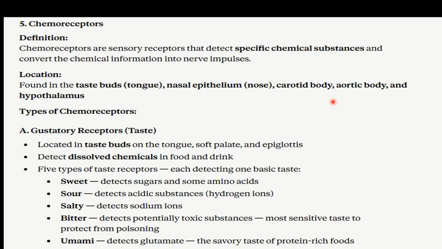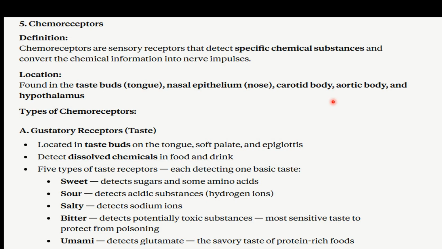The first is the gustatory receptor, which is related to taste. It is mainly present in the taste buds of the tongue, soft palate, and epiglottis. And second, it detects dissolved chemicals in food and drink. So whenever we have something like a drink or food, it is the taste bud which detects the dissolved chemicals in that food and drink.